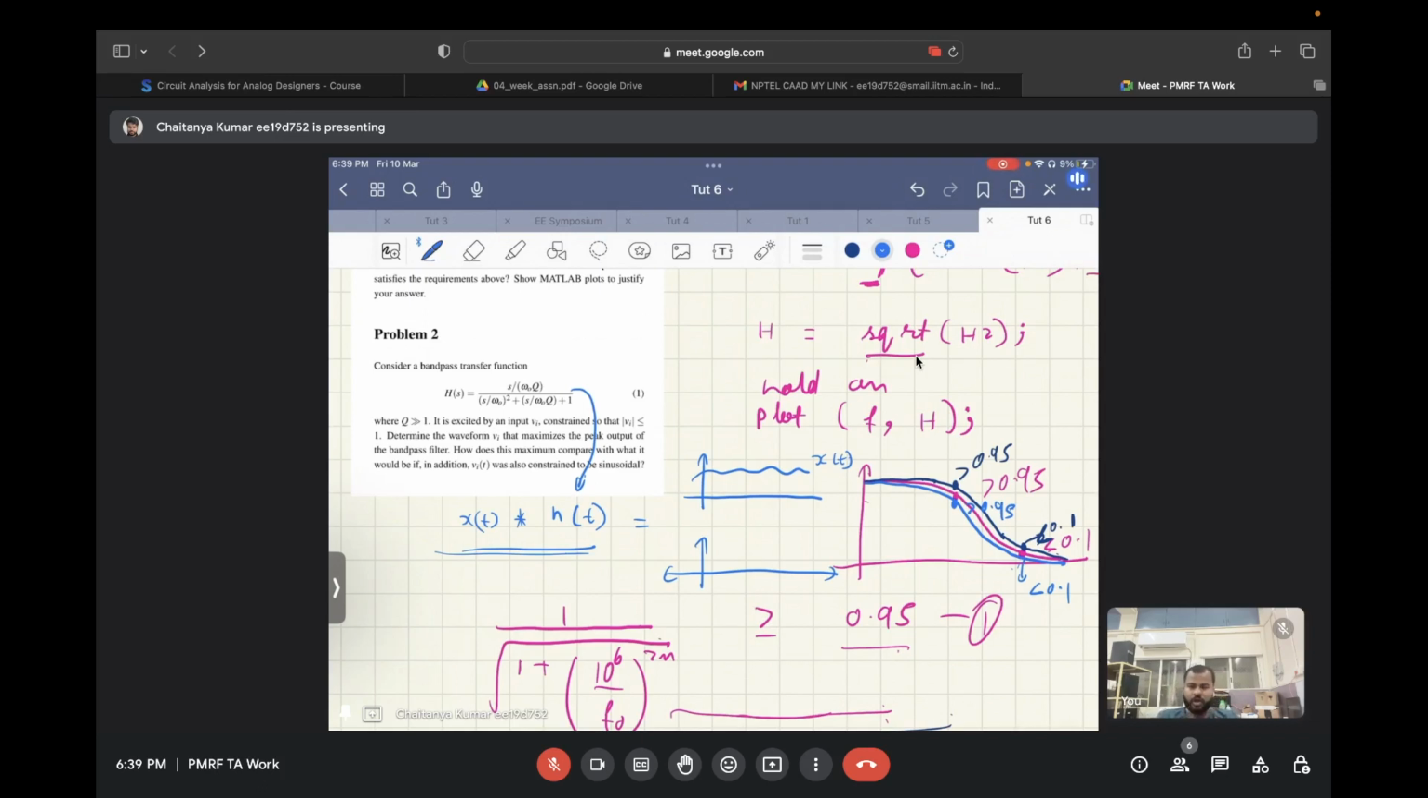So if you want the answer to this, the answer is a square wave of frequency omega naught. The answer to this I can tell: it is a square wave of frequency omega naught, and the hint I have given. Now you can solve the question.